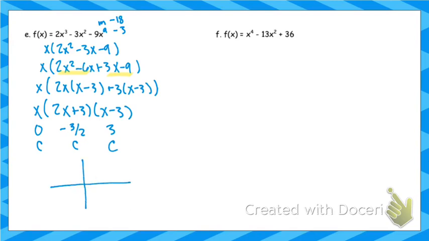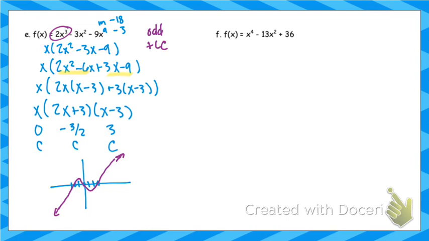So let's go ahead and mark our intercepts. Let's find our end behavior. This was an odd degree and a positive leading coefficient. So I'm going to go up to the right, I'm going to go down to the left, and I'm going to cross through all those points.